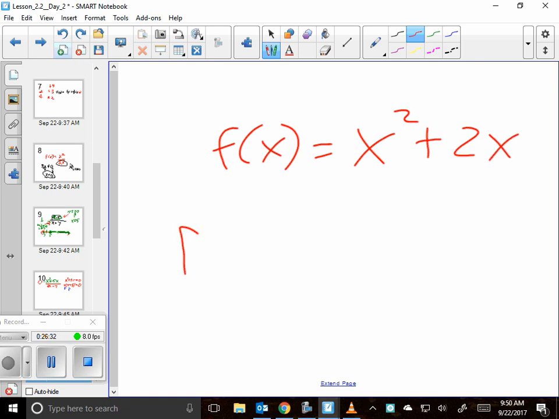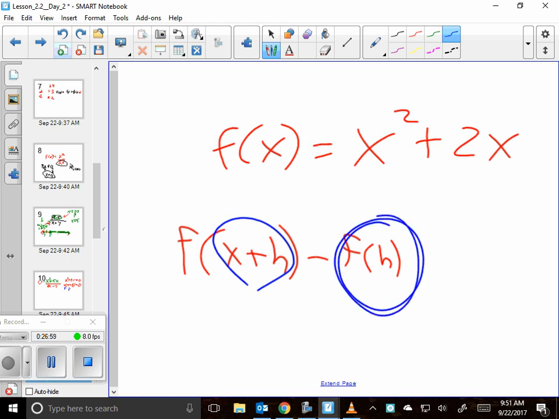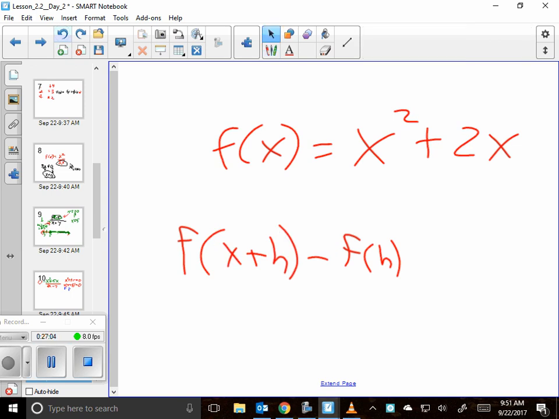What is f of x plus h minus, we'll just add a little twist, f of h? Hint, first put this in. It's going to be a little messy, but you get that. Then subtract whatever that is. Always just got to break math down to one step at a time.